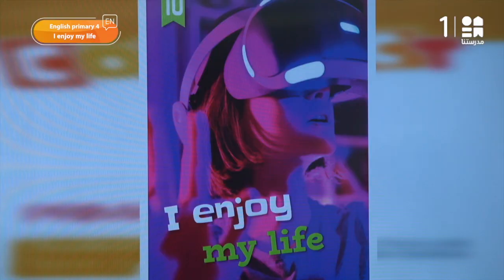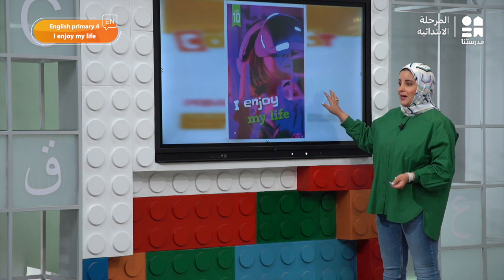She looks happy. People mostly use them to play games, but you can also use them to explore places without traveling anywhere. Let's go back to the page.